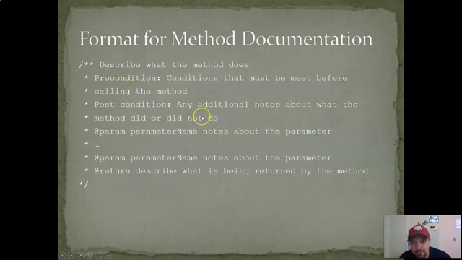Usually we will not see a precondition and post condition during method documentation. What we'll see a lot of is at param, the name of the parameter, and then some notes about that parameter. For every parameter a method receives, we should have at param, the name of the parameter, and some comments about that parameter. I put a ... because who knows how many parameters we're going to have. Then I list another parameter. And finally, you're going to have at return, and you'll describe what is being returned by the method.